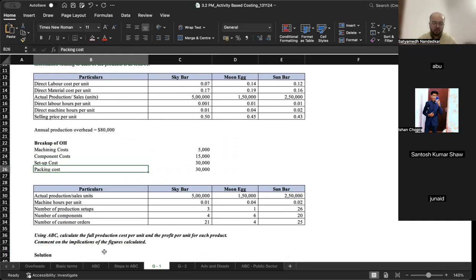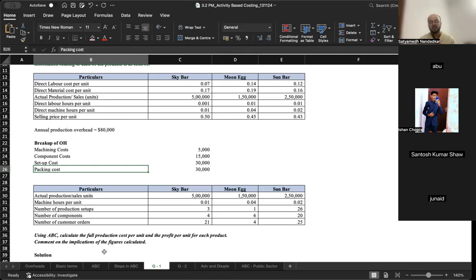Actual production or sales that have happened, they have given that. Then they have given machine hours per unit, number of production setups, number of components, and number of customer orders. So, using activity based costing, calculate the full production cost per unit.